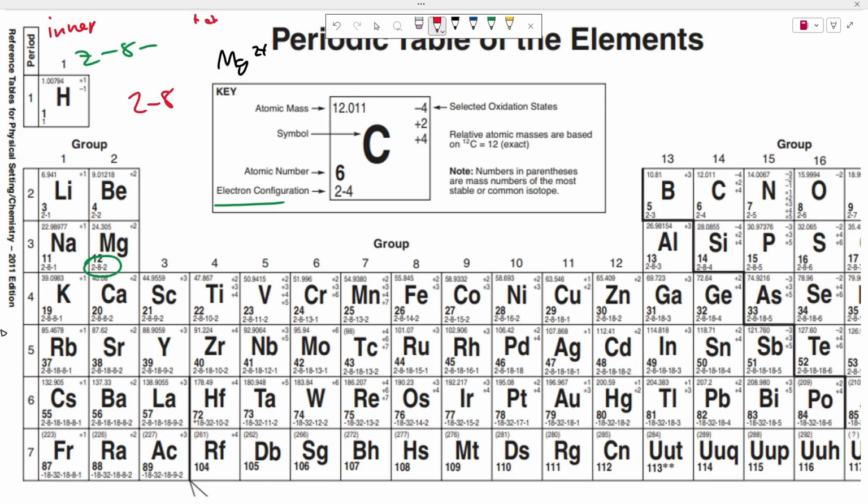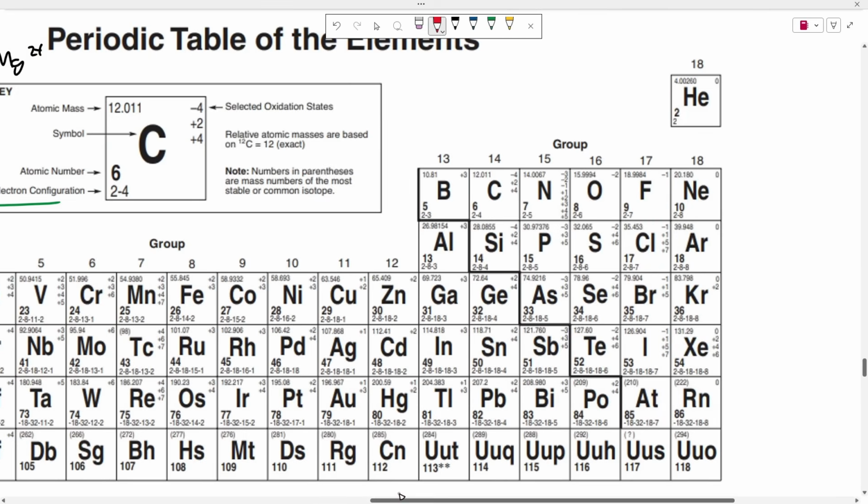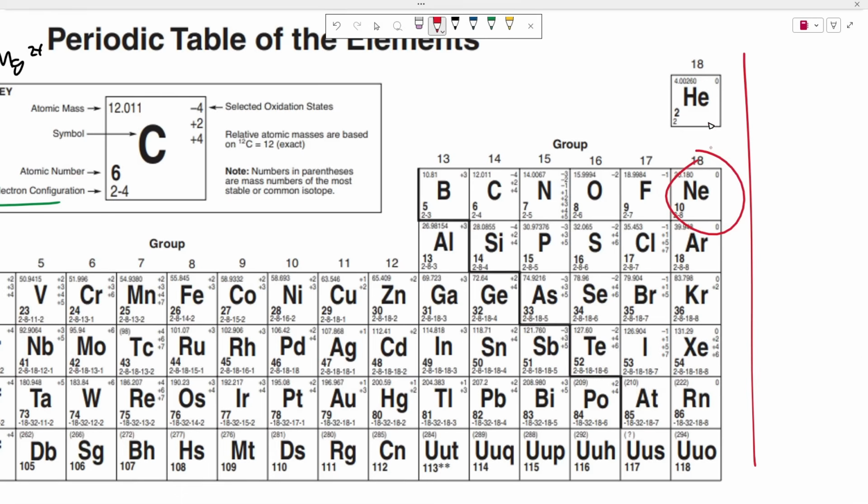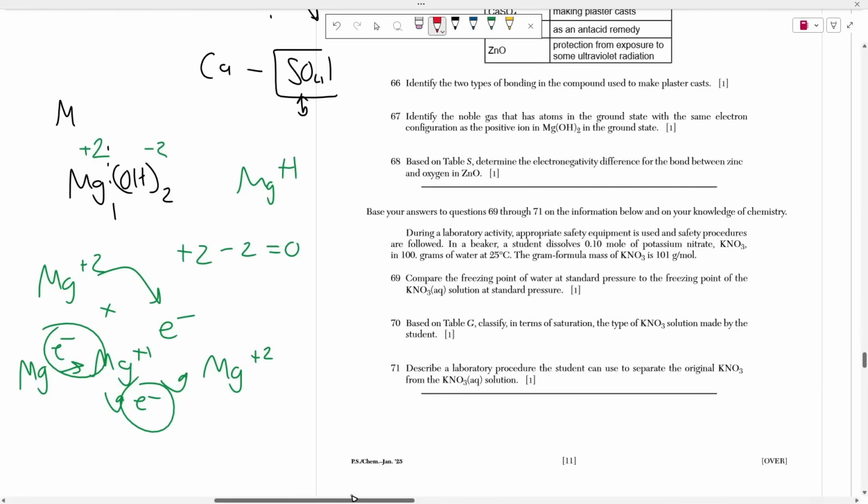Right? So which other atom here has a configuration of 2-8? And obviously that's going to be neon right here. And that's also a noble gas because it's in the noble gas group, which is the last group, the rightmost column. So the correct answer here has to be neon or Ne. All right?